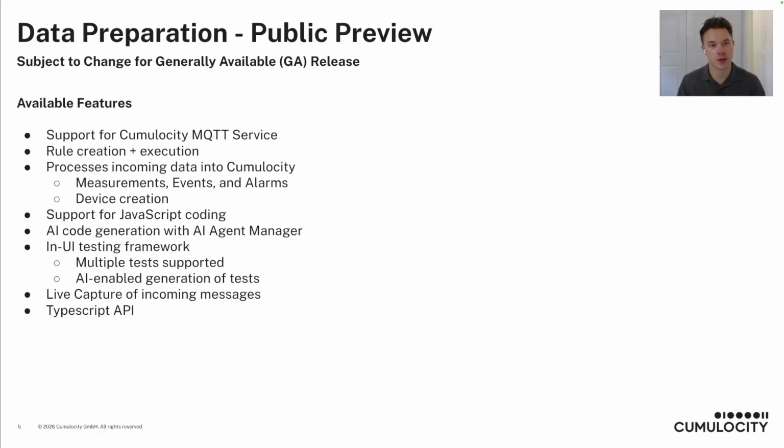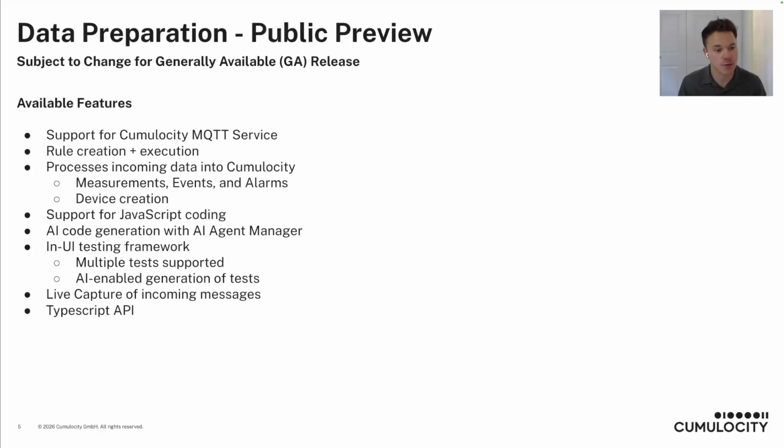So today we are launching the public preview of this. A bunch of features are already included in this public preview, but note, of course, we're not in the generally available or GA release yet. That's hopefully coming down the road. But today, what are we supporting? You have support for the new Cumulocity MQTT service. You can create these transformation rules. It processes that incoming data into your measurements, events, and alarms inside of Cumulocity. You can create JavaScript through the system, and you can use the AI code generation tool to make your JavaScript for you.